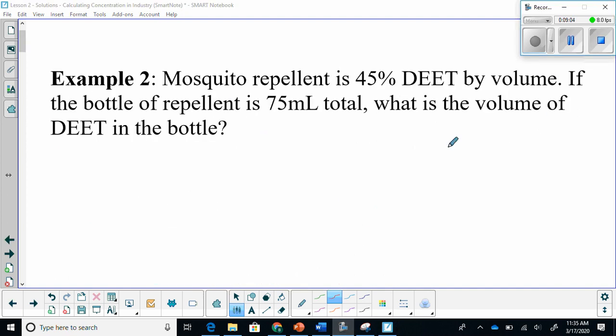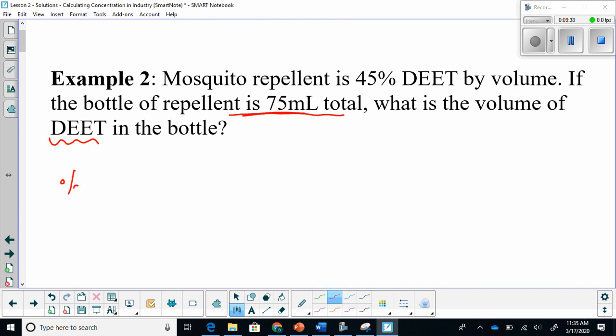Let's take a look at working this formula backwards. Mosquito repellent is 45% DEET by volume. Okay, so it's telling us it's 45% DEET by volume, so we're going to use the volume to volume formula. DEET is that chemical that prevents mosquitoes from biting you. They don't like it. If the bottle of repellent is 75 milliliters total, what is the volume of DEET in the bottle? DEET is going to be our solute, okay? Because we're looking at this as the total, so it's going to be our solution.